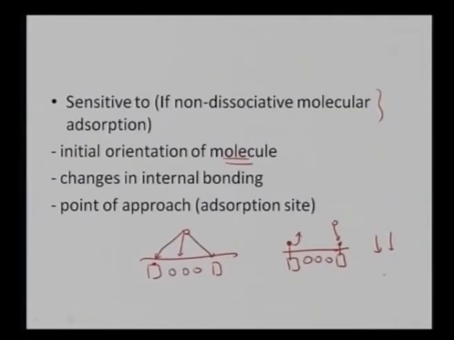So again, it can also lead to changes in the internal bonding. Because of that, it might tend to destabilize it, and it might tend to lower its energy. And again, because of this, it is also sensitive to the point of approach. So that's what we just discussed, that because this particular species is now much more comfortable or much more attractive to this approaching species, this becomes highly sensitive to the point of approach or the adsorption site. So that is what is happening with chemisorption. So this is how it becomes sensitive to the initial orientation of the molecule.